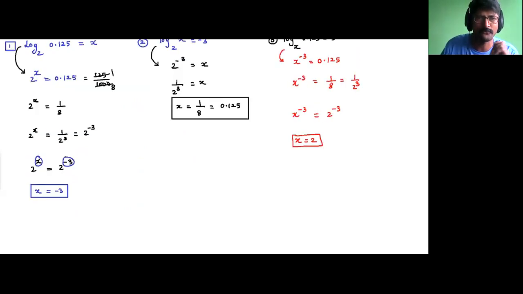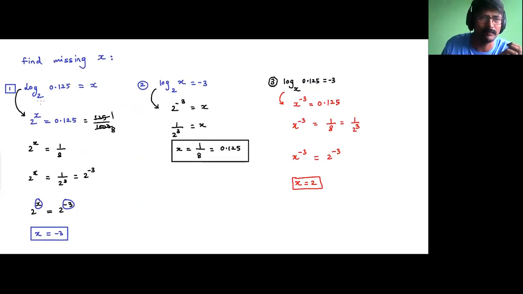this topic, how to find the missing x. So there are three variables, 1, 2 and 3. In the first case x was here, in the second case the answer was x, and in the third case the base was x. So do any method, the answers are the same, isn't it? Answers are the same in the sense that it is 2 in all the cases, it is 0.125 in all the cases, and it is minus 3 in all the cases. Did you notice? So this is what I was trying to tell you guys.